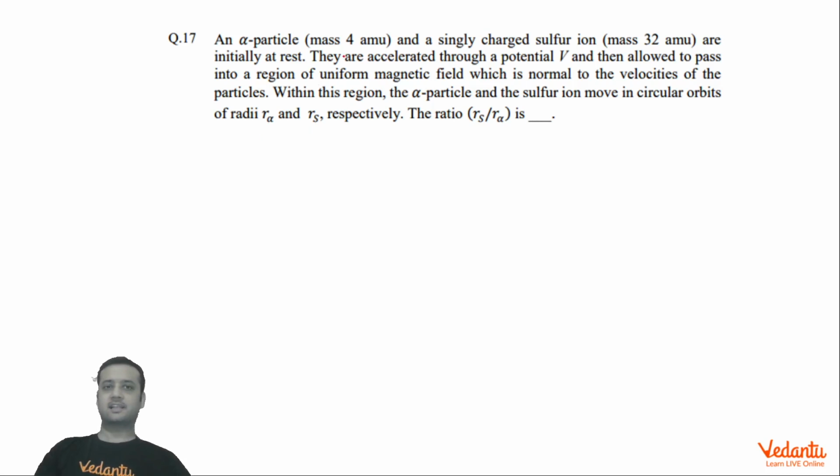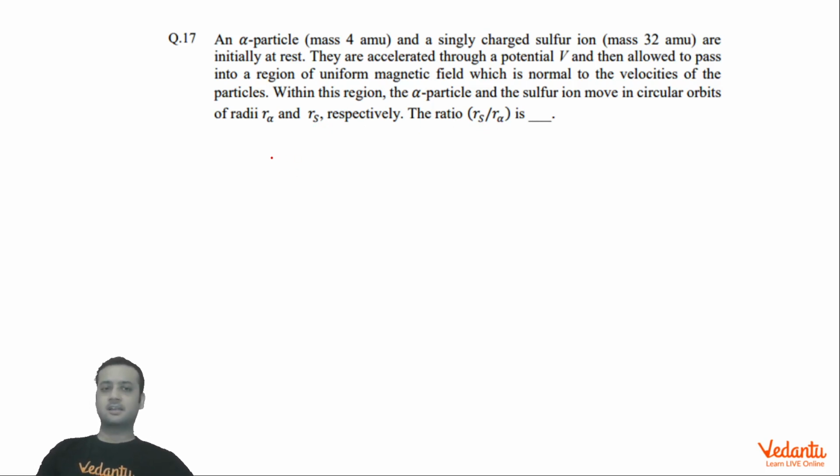In this question, basically an alpha particle whose mass has been given as 4 amu and a singly charged sulfur ion whose mass is 32 amu. They both are initially at rest. They are accelerated through a potential difference of capital V, and then they perform circular motion in a magnetic field. The magnetic field for both of them is same. The radii of alpha particle and sulfur are R alpha and R sulfur. So we have to find the ratio of R sulfur to R alpha.